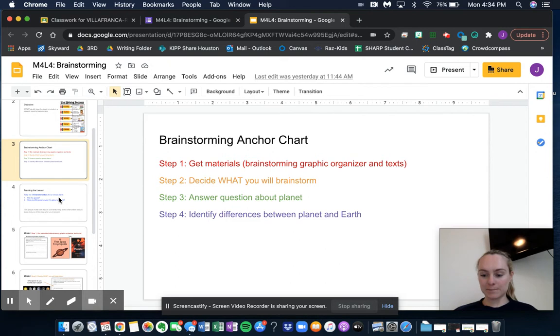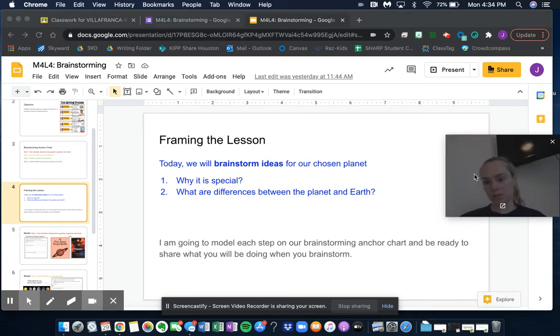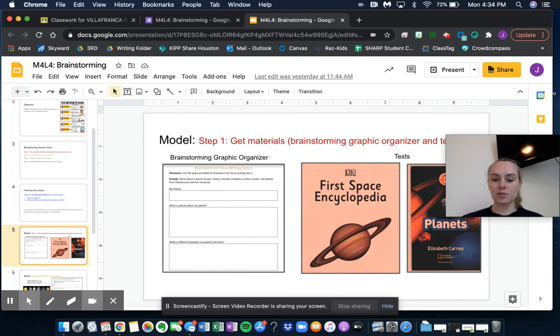So let's get started. To frame today's lesson, we will be brainstorming ideas for the planet we chose. We need to figure out why it is special and what are the differences between the planet and the Earth. Those are the 2 questions that we need to be answering today. So we need to pick our planet, decide why it's special, and the differences between the planet that we chose and Earth. So step 1 is extremely important.